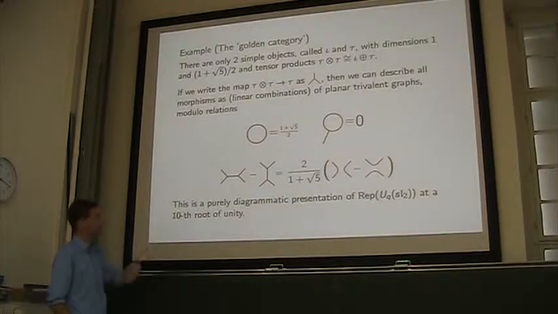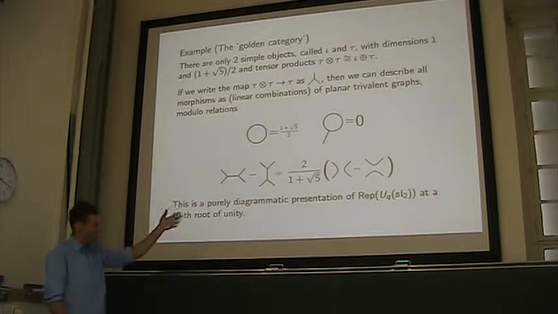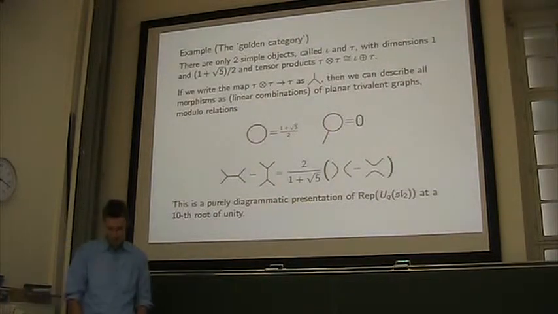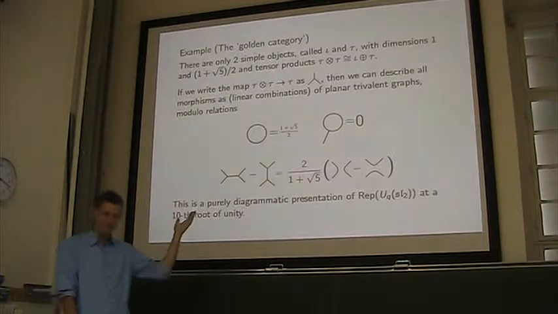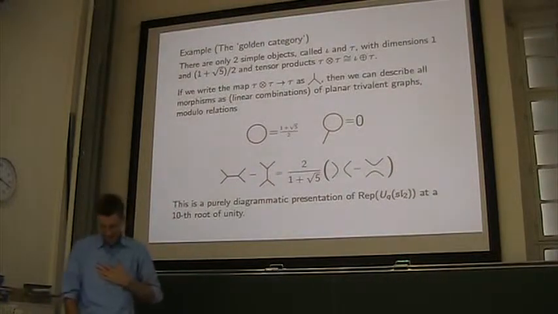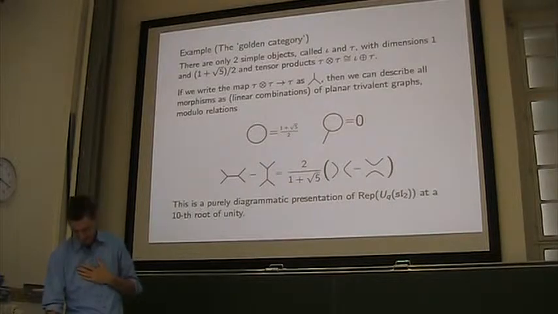And this category, of course, comes from somewhere. It's the representations of U_q(sl_2) at the 10th root of unity, semi-simplified. But this is obviously a whole lot simpler. And you can just give this definition. We don't need to mention all the modules or anything like that. Okay. So there's an example.